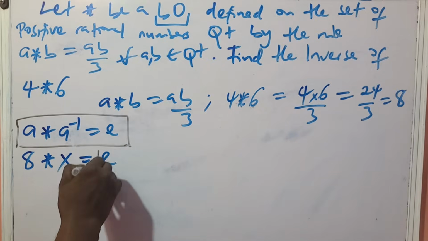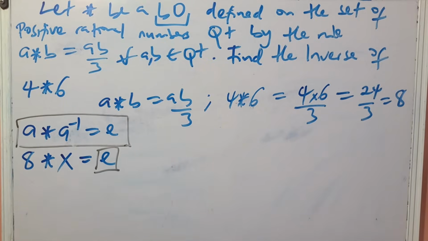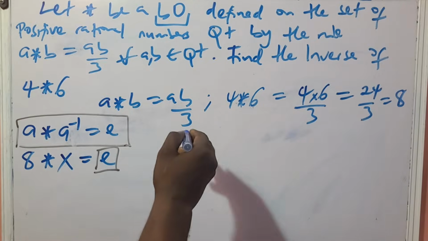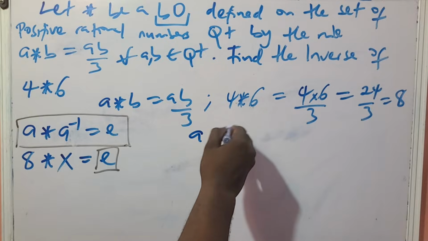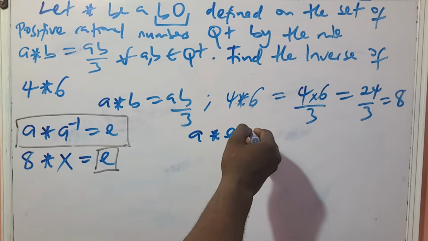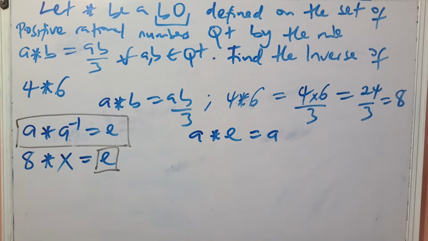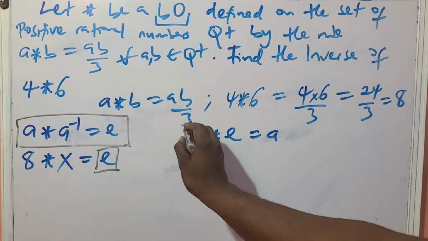So we need to go and find the value of this E. All right. Now this brings us to another important concept in binary operation, and that is that an element star its identity must give me the element back. This is another thing you should note if you don't know. All these things are things you should note.